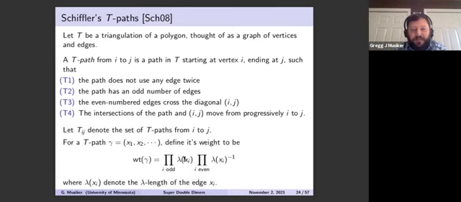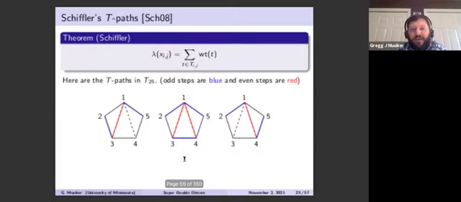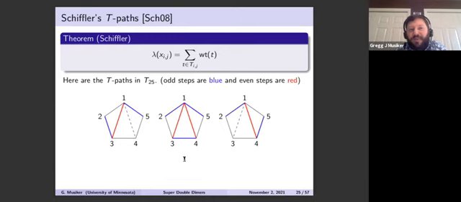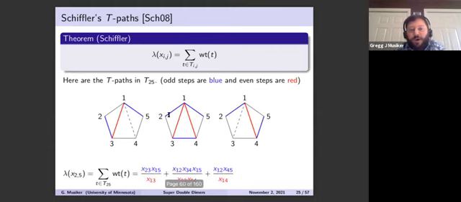And you then give the T-path a weight by putting the odd indexed edges in the numerator, technically they're lambda lengths, and then the even indexed edges in the denominator. And then by looking at the sum over all T-paths, this generating function of their weights is exactly the lambda length of the arc from i to j. So here again is the example from 2 to 5 we saw earlier, and you see that you exactly get the weights that you expected.